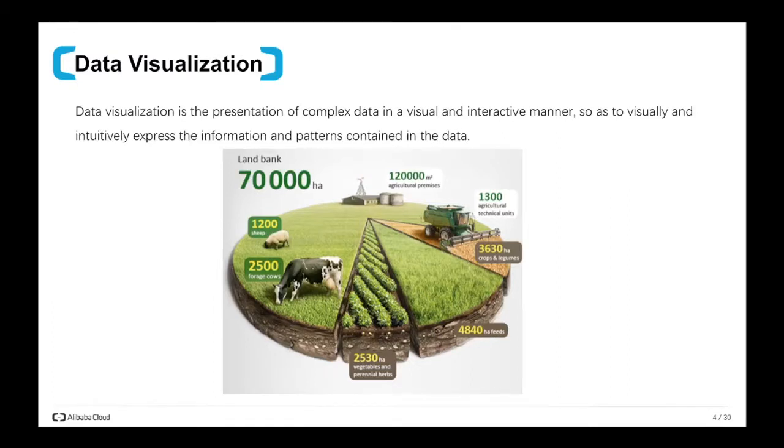Let's take a look at the simple example here. So here is a visualization picture for a farm. From this picture, you can easily identify the key information such as agriculture premises, the agriculture technical units, and the sheep, the cost information. So you can see that it's very easy to get the highlight and the most important information of the farm from this picture. So this is a simple example for data visualization.